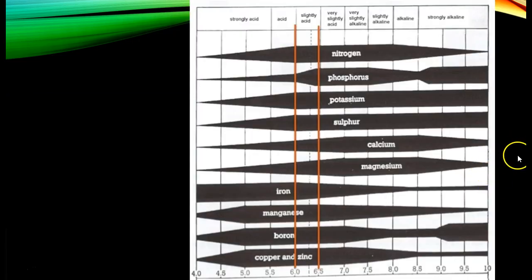So as you can see from this chart, what this is showing is a range of pHs from 4, strongly acidic, up to strongly alkaline at about 10. And if we take nitrogen as an example, nitrogen is maximum in between this slightly acidic and slightly alkaline. Phosphorus is going to be maximum between very slightly alkaline and probably very slightly acid. Okay, so you can see that these different nutrients are going to be maximized at different pHs.